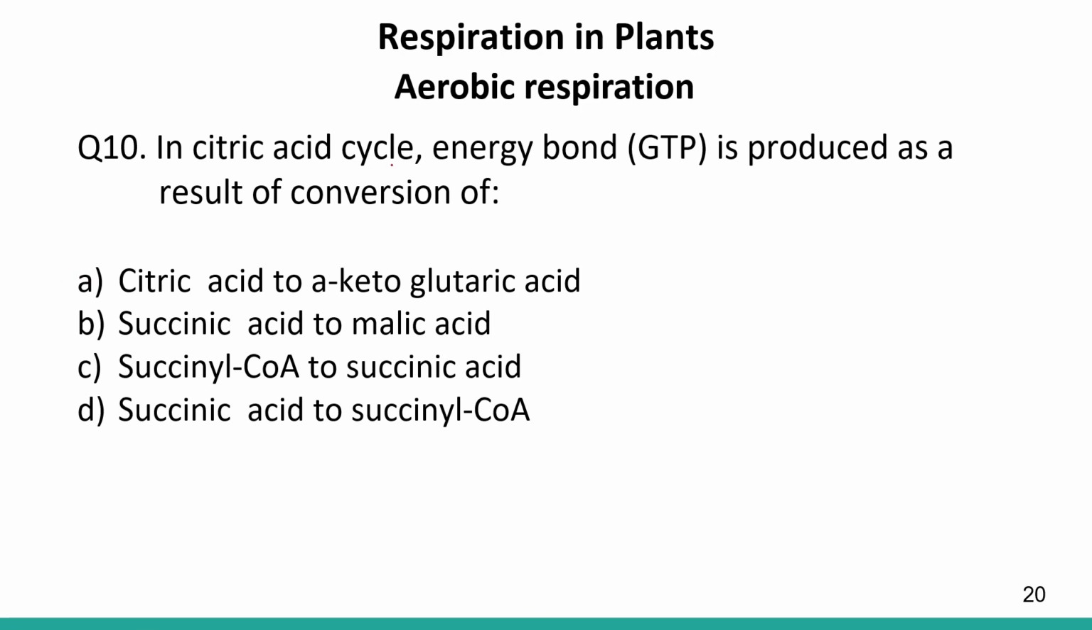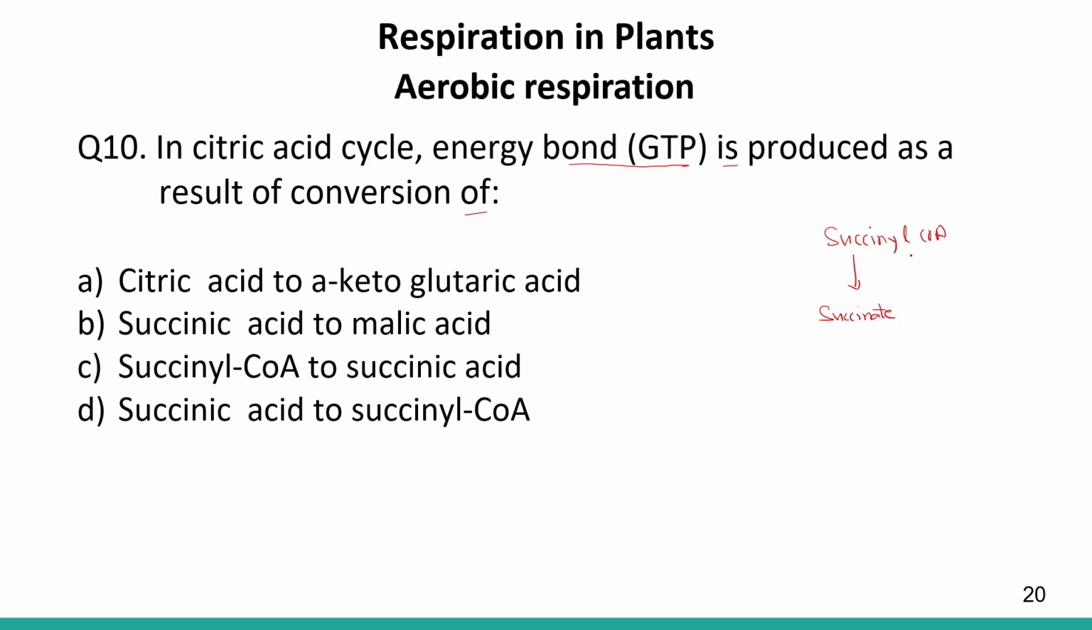The next question is: in citric acid cycle, energy bond in GTP is produced as a result of conversion of what. They are just asking where GTP is produced. So GTP is produced in this step when succinyl coenzyme A is converted into succinate.